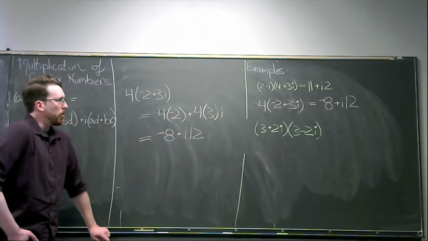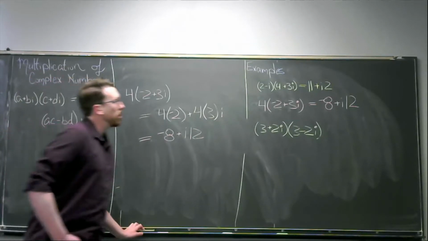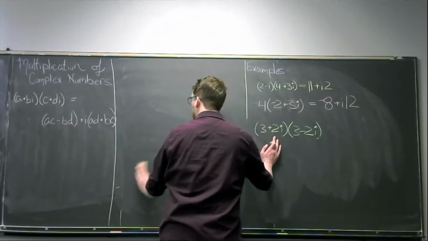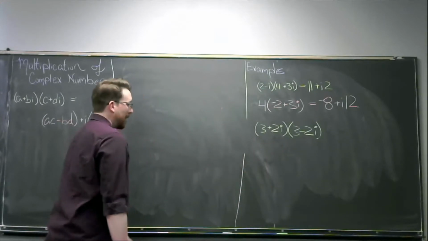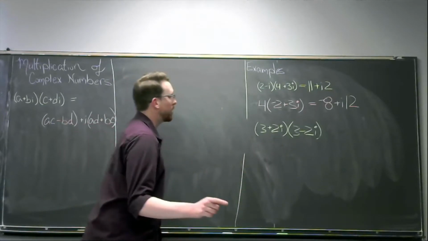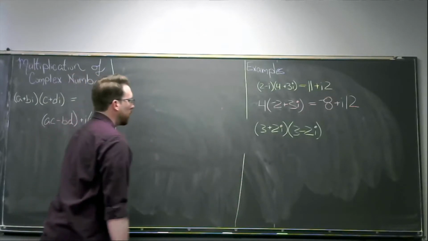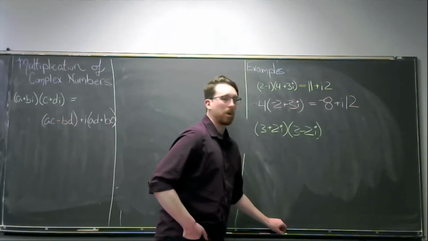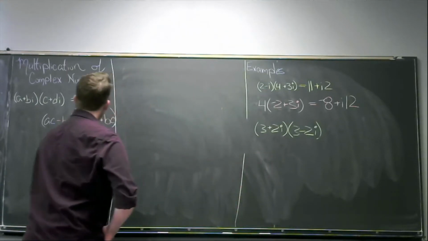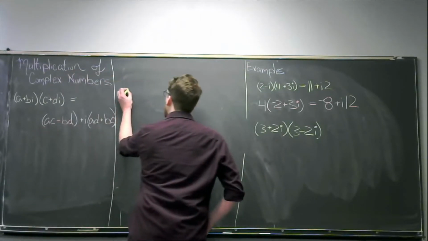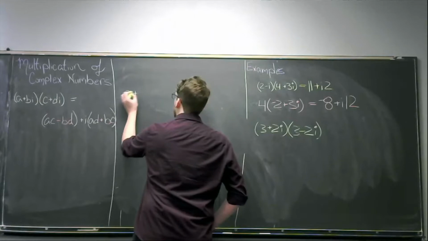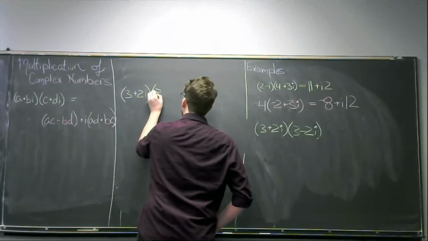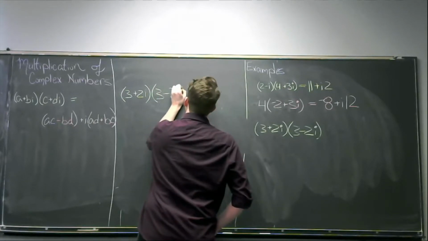Dope. So, this last example: 3 plus 2i times 3 minus 2i. Now I claim something special happens here. This number is special for a reason, and I'll talk about that in just a second. But we're going to go ahead and work it out without knowing that it's special. So 3 plus 2i times 3 minus 2i.